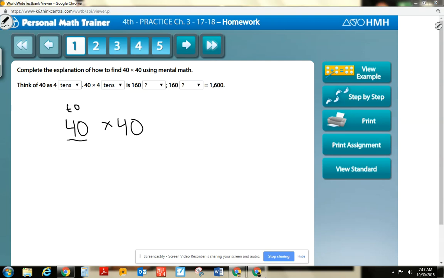So when I do 40 times 4 tens, I get 160 tens. 160 tens is really 1,600. So this is really a place value reading type of problem, and it is kind of tricky, but I feel like you should be successful with this if you're thinking about the drop down menus.